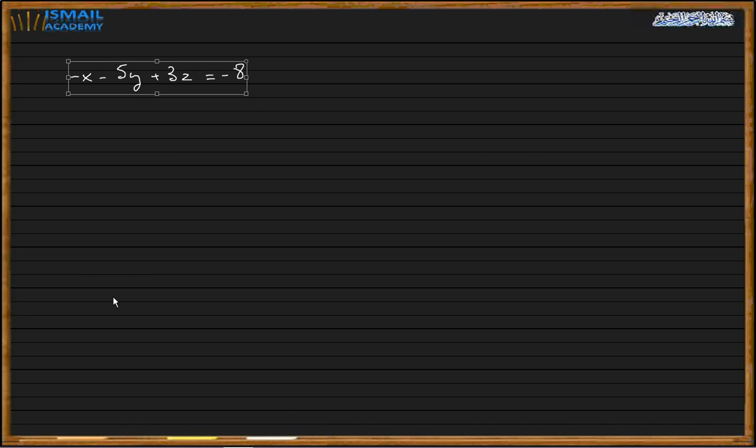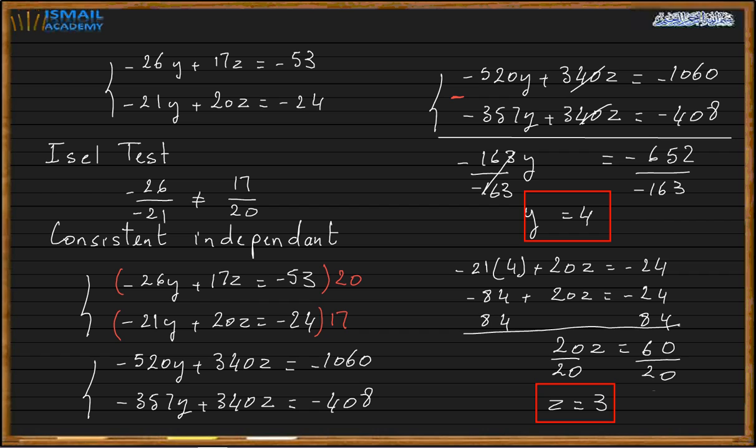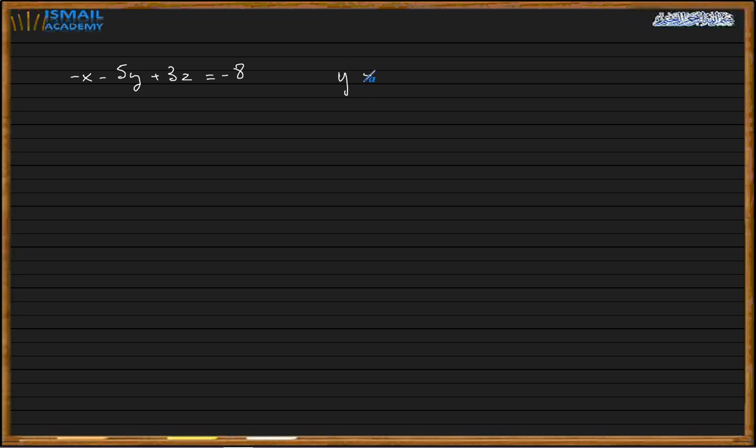All right. Now we know that y is 4 and z is 3. So we have y equal 4, z equal 3. So I substitute back here: minus x minus 5 times 4 plus 3 times 3 equal minus 8. So minus x minus 20 plus 9 equal minus 8. So minus x minus 11 equal minus 8.